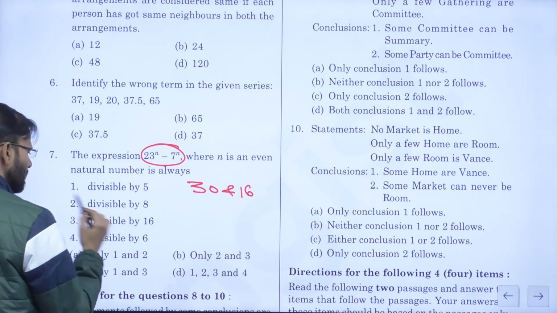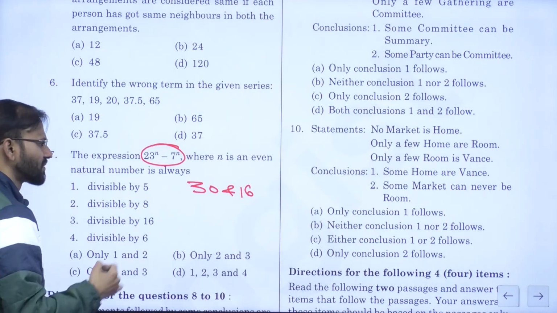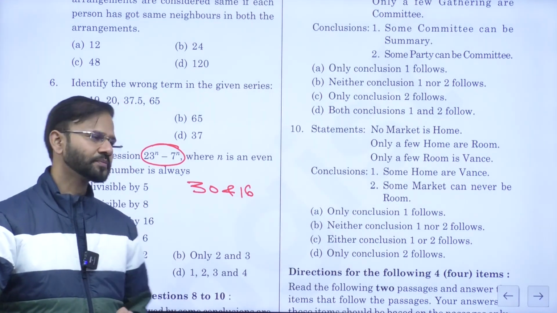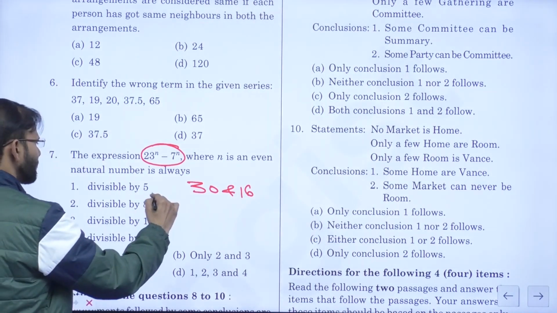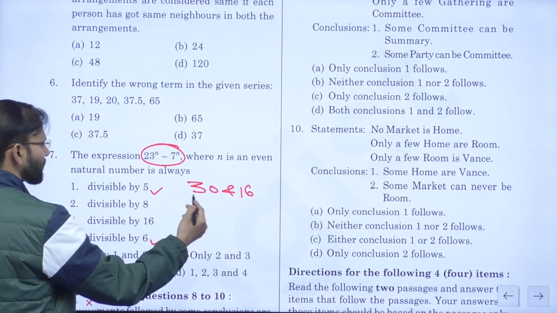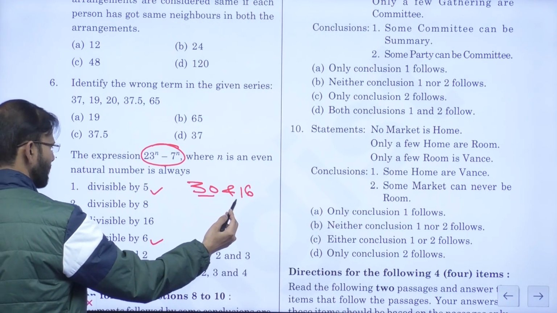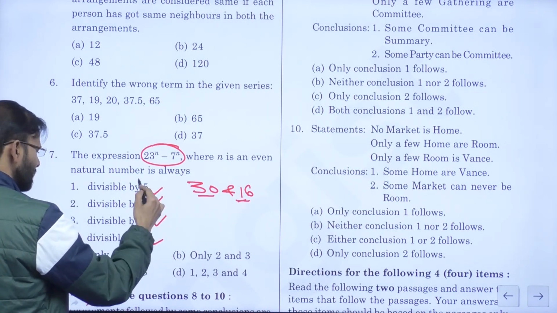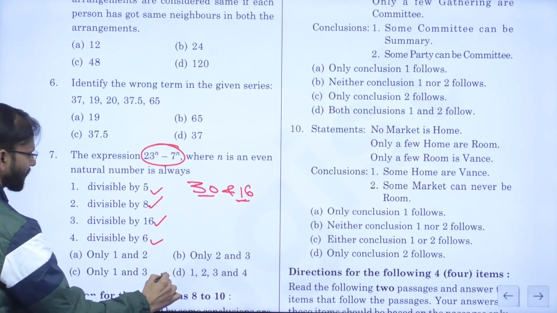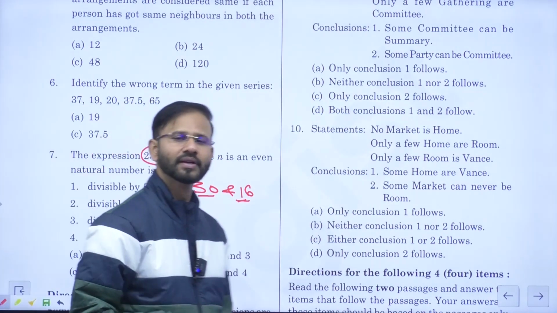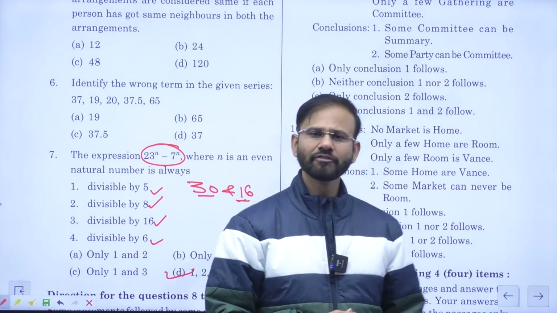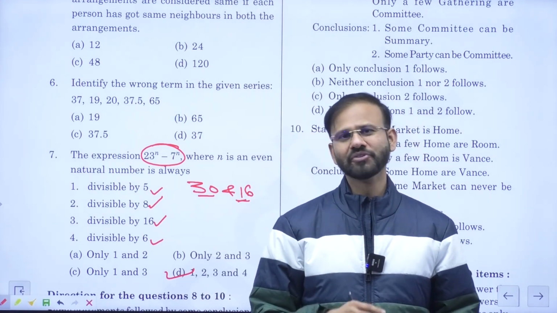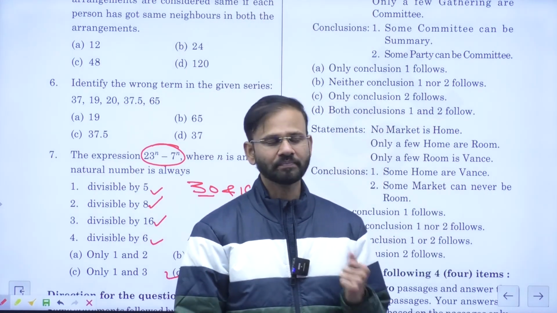If a number is divisible by 30, then obviously all the factors of 30 will also divide that number, so 5, 6. And if a number is divisible by 16, then all its factors will divide that number, so 1, 2, 3, 4 all. Alright guys? Okay. So if you know the concept behind this, the question will not take much of your time. If you don't know the concept, then obviously you will take time.